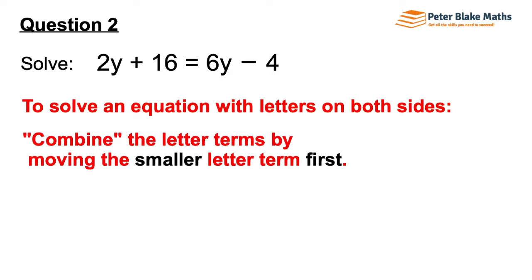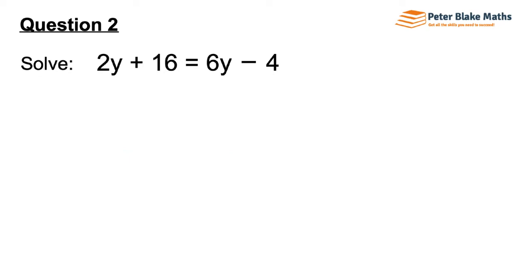So let's look to the smaller letter term. We have two letter terms there, 2y and 6y. So let's look to move the 2y first here. Now the 2y is a positive 2y, so when we want to move that, we'll minus 2y from both sides. On the left hand side that'll cancel out and leave us just with 16. On the right hand side, 6y minus 2y makes 4y, and we'll have a minus 4 after it.